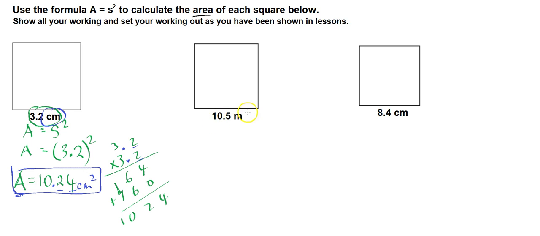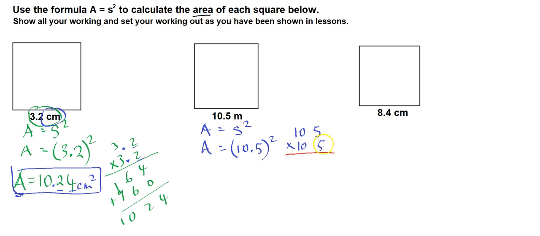For this one over here, again, let's start with our basic formula. The area equals a side squared. So let's rewrite it and plug in what we know. We don't know the area, but we do know a side, and in this case it's 10.5 squared. That means 10.5 times 10.5. So that's going to be a real hassle. Let's forget about the decimal points, make it easy on ourselves, and not get confused. We'll put in the decimal point a little bit later.